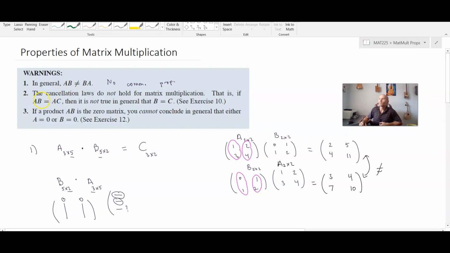Also, here's an interesting property. Normally, when we would say that if 3 times x is equal to 3 times y in working with real numbers, we could make the conclusion that x equals y.